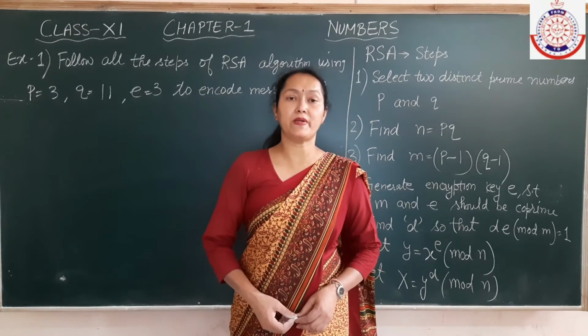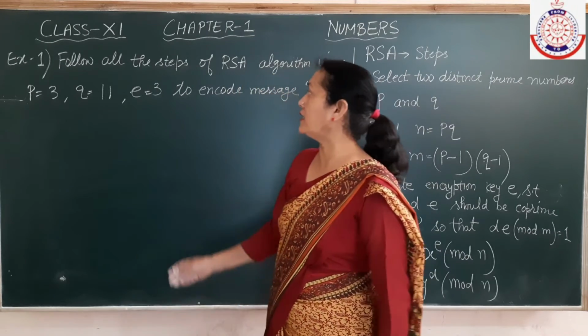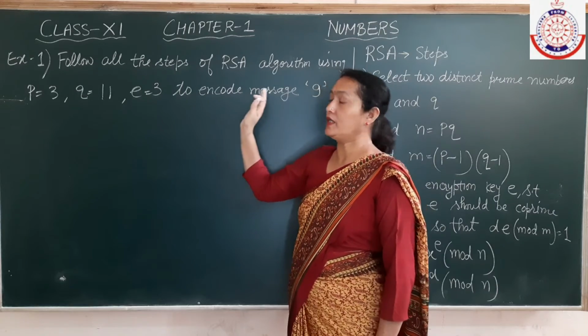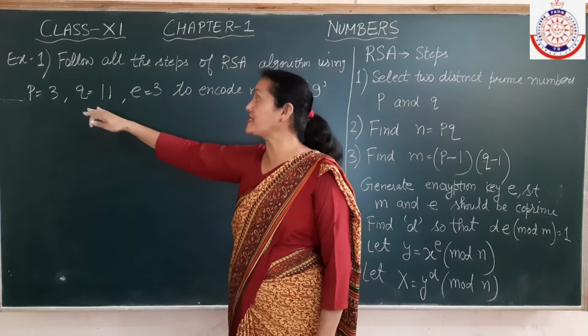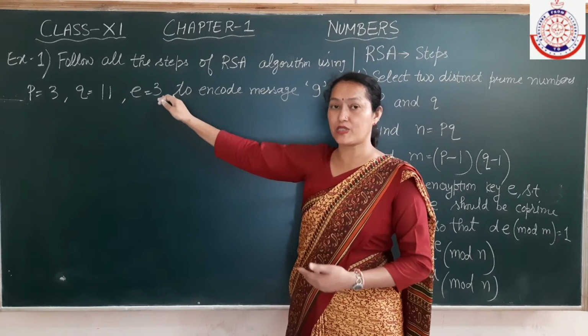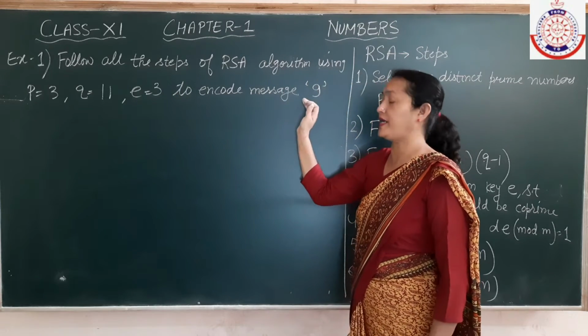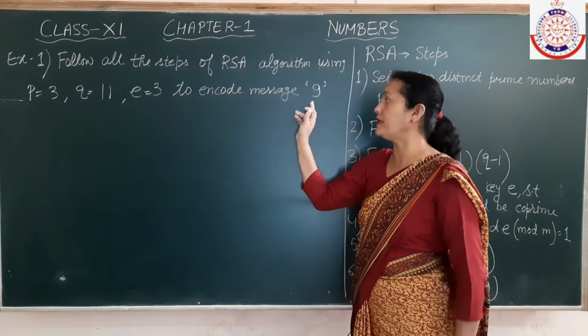Let us do some examples to understand the RSA method. Here they say follow all the steps of the RSA algorithm, where P is given as 3, Q is given as 11 and the encryption key is given as 3, and we have to encode the message 9. We have to find the secret code for number 9.